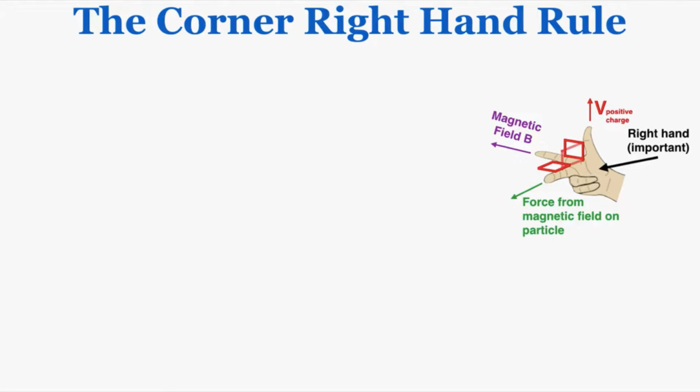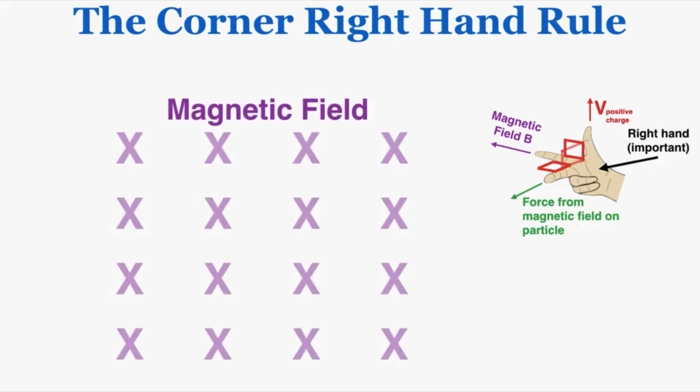So just as a quick example of using the corner right-hand rule, we can imagine that we have a magnetic field pointing into the page specifically. These X's mean it's pointing into the page. And we have a positive charge moving this way.